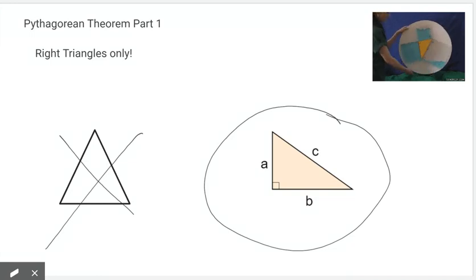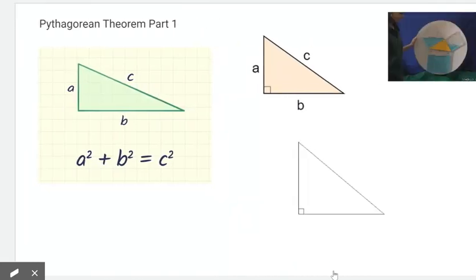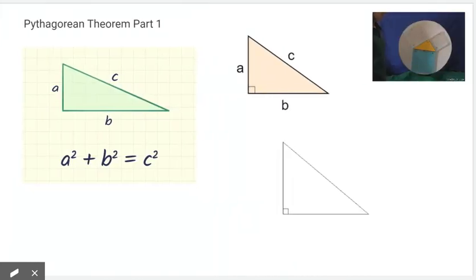All right, so let's go into it. And by the way, this little GIF up here is an actual physical proof of what we're about to do, but I'll explain that later. The Pythagorean theorem is a squared plus b squared equals c squared, where c is the hypotenuse.